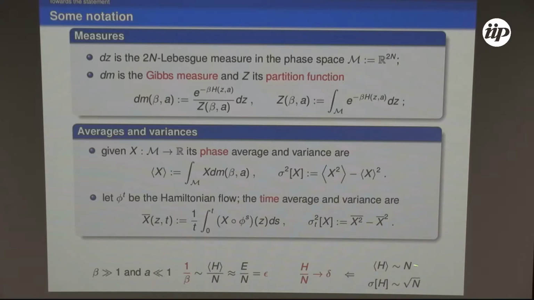And another comment is that in this kind of situation, the phase average of the Hamiltonian grows with n, and sigma grows with the square root of n, so that H over n tends to a delta. I will be back on this later.